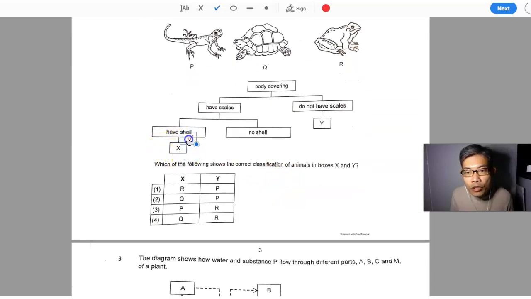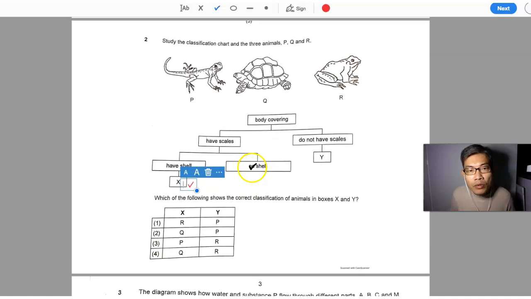X has a heart, has a shell, has scales. So animals with scales, I know that will be a reptile. So here I see this is a reptile, this is a reptile. But this is the one with the shell, so it is not this one. So Q is X. I have 2 choices. Now let's look at the next one. Y doesn't have scales, so this is definitely not a reptile. It must be R. Alright, answer is 4.